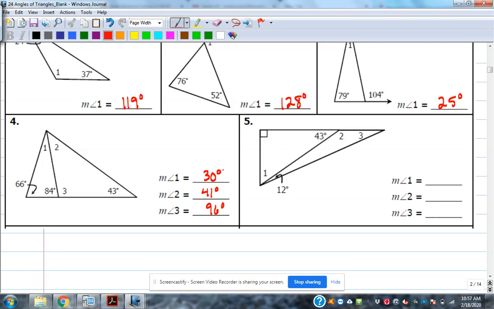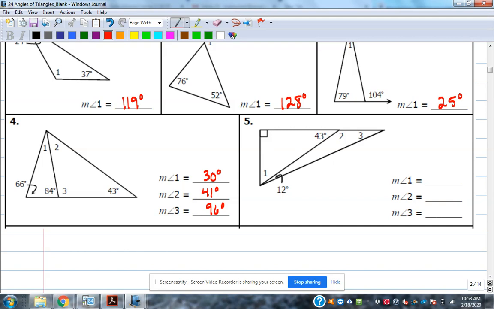An alternative way to get angle 2 would be to take 84 minus 43, because 84 is the exterior angle to this other triangle here. So you could use the exterior angle theorem as well. All of those ways work. The beautiful thing about triangles, it's kind of like the parallel lines thing. You can go around different ways and get the measures of those angles. And some of them are more direct than others.